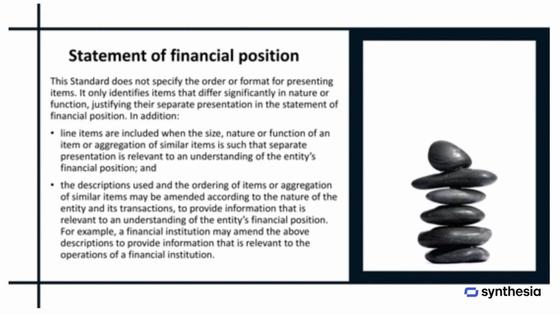This standard does not prescribe a specific order or format for presenting items in the statement of financial position. It focuses on identifying items that are significantly different in nature or function and therefore warrant separate presentation. Line items should be included when the size, nature, or function of an item or an aggregation of similar items makes separate presentation essential for understanding the entity's financial position.